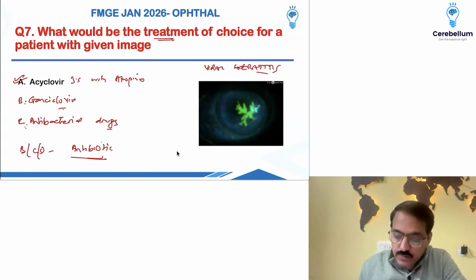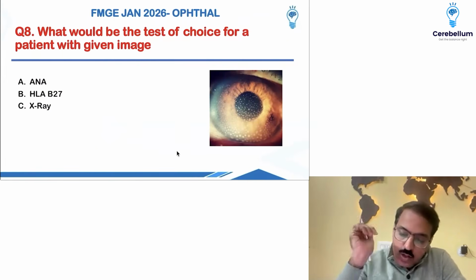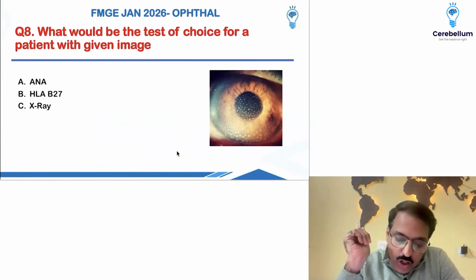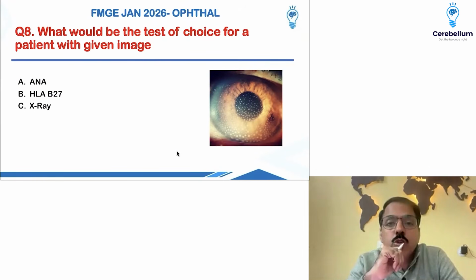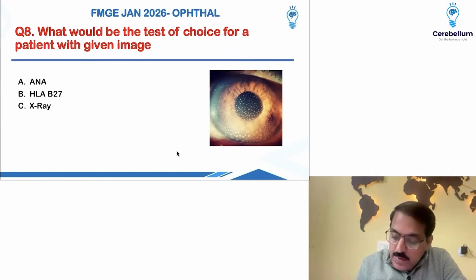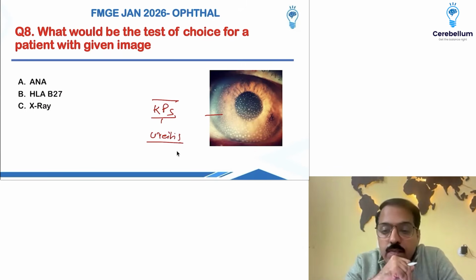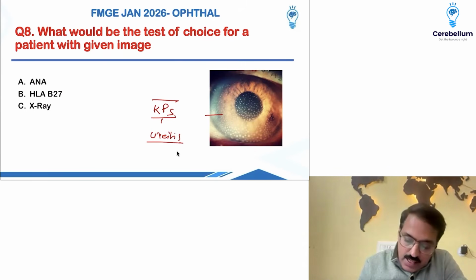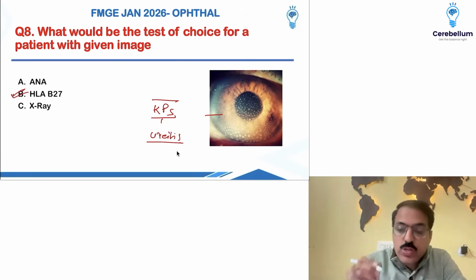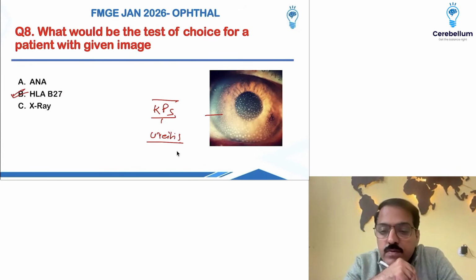Okay, good. Next. So one was this image where the test of choice for the patient for given image. So again an image. What is this image? This is basically an image showing KPs that is seen in uveitis. And these KPs are on the cornea. है ना? So this is an HLA-B27 associated uveitis.